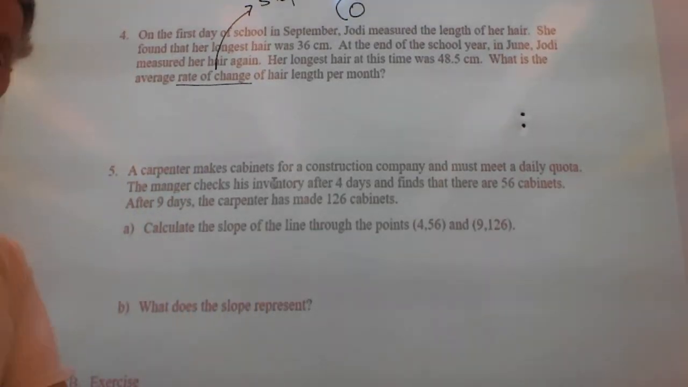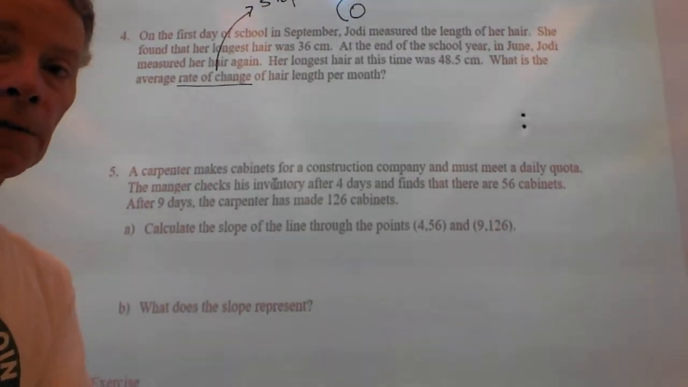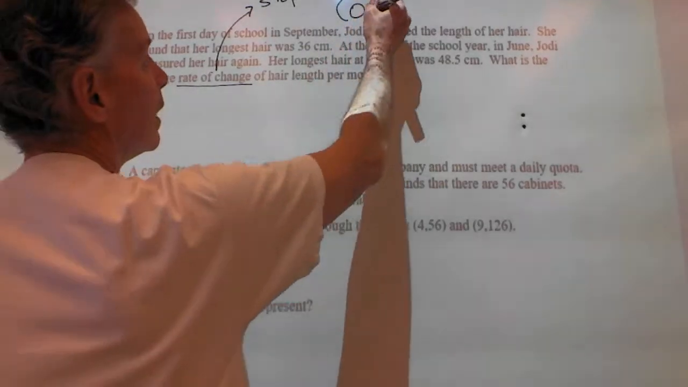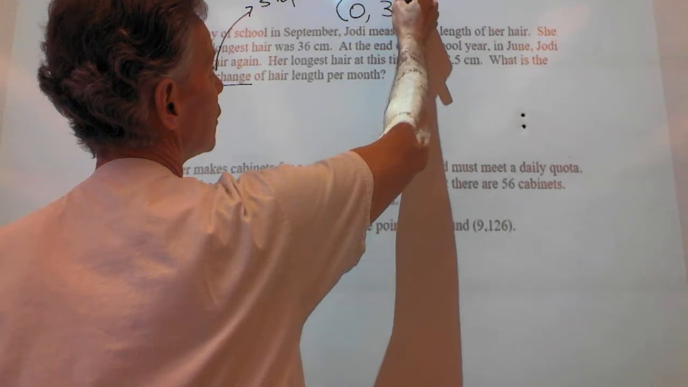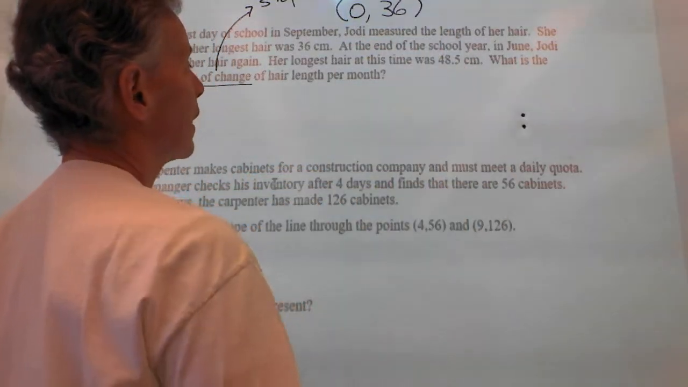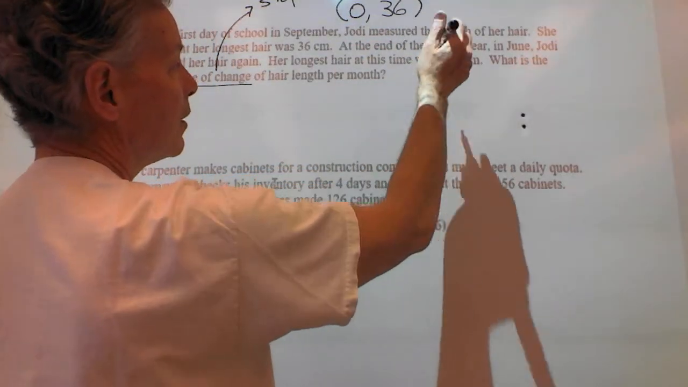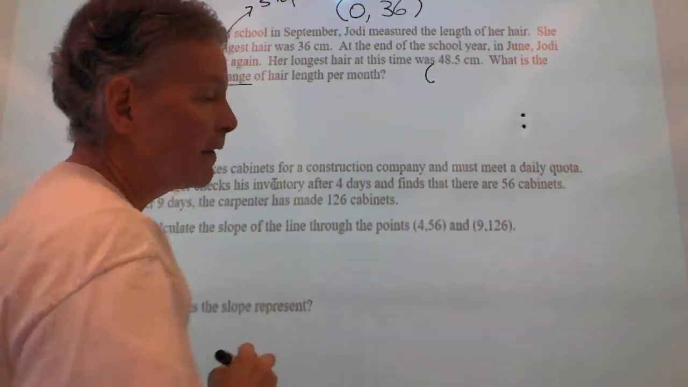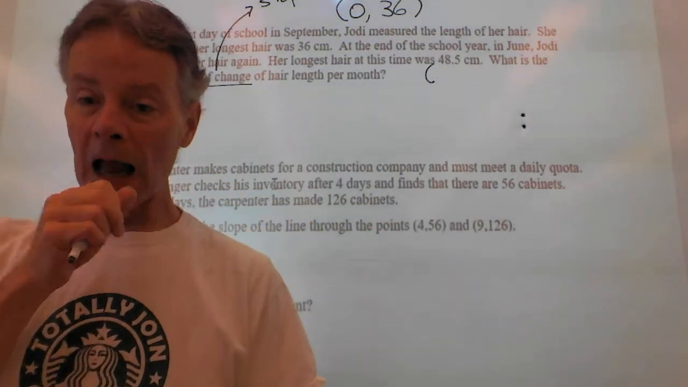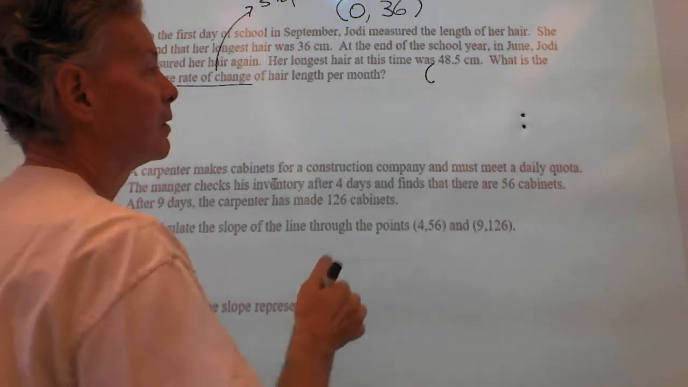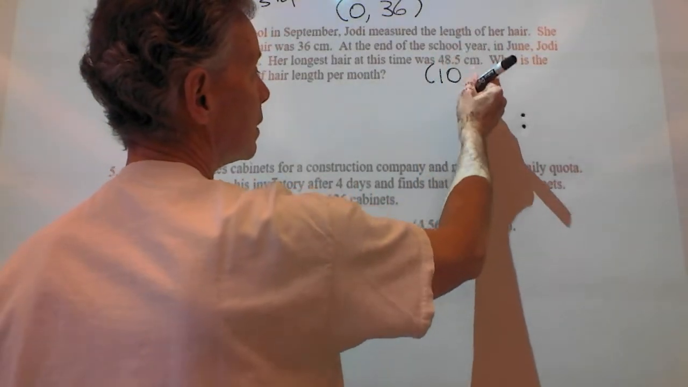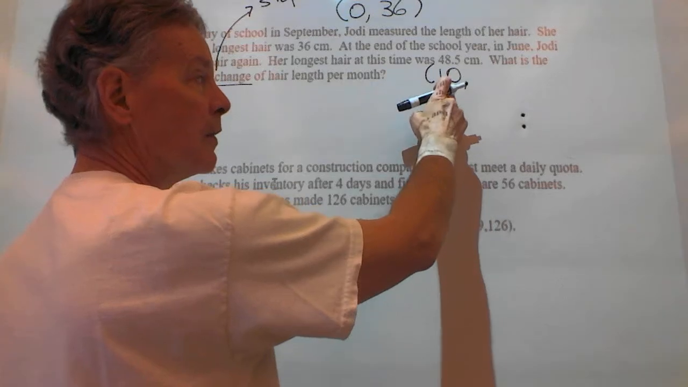Okay, 0 months. And at 0 months, her longest hair was 36 centimeters. At the end of June, 10 months have passed. Okay? So our x value is 10 months.